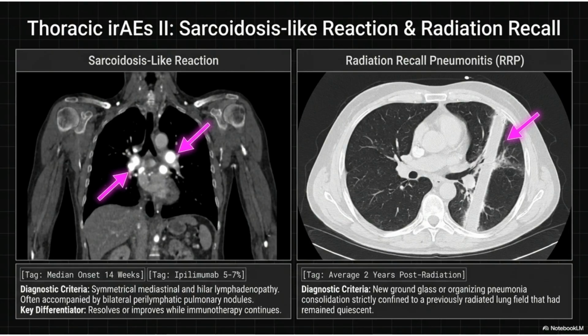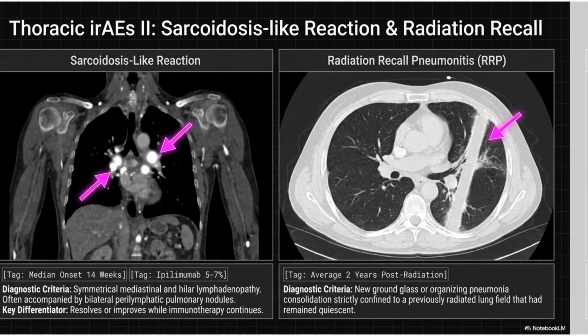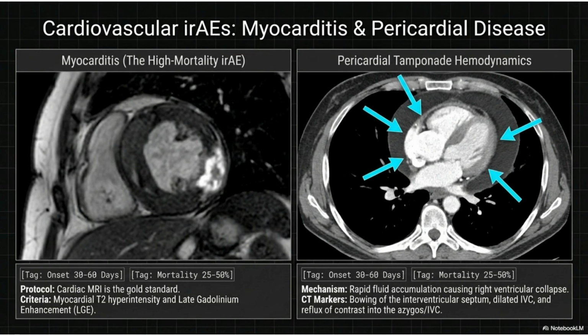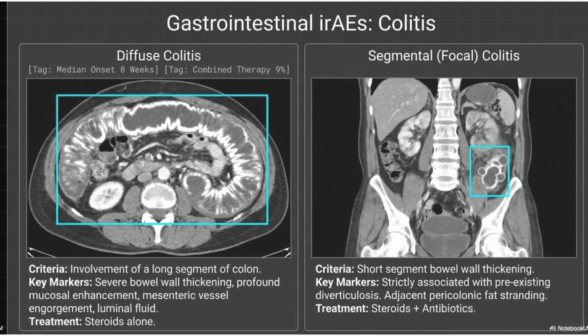Radiation recall pneumonitis is confined to a previously radiated field and involves new ground glass opacities or organizing pneumonia. Cardiovascular irAEs include myocarditis, a high mortality event best diagnosed with cardiac MRI. We also look for pericardial disease, such as tamponade, identified by right ventricular collapse and septal bowing on echo.